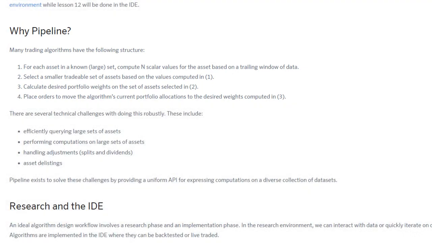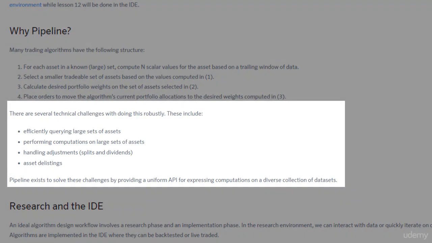Now, there are a few challenges in doing this without pipeline and doing it robustly. First and foremost, you are working with a couple of thousand, if not tens of thousands, of assets, or stocks in our case. So you need to be able to efficiently query large sets of data. Normally, market data is what you will pull up, such as open, high, low, close, and the volume as well. Nowadays, you need to pull up fundamental data. It could be satellite data, or other alternative data sets that you want to pull up for your algorithm.